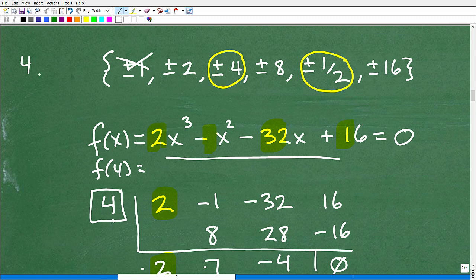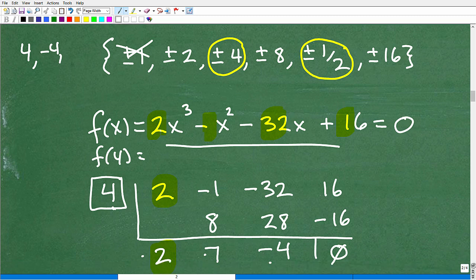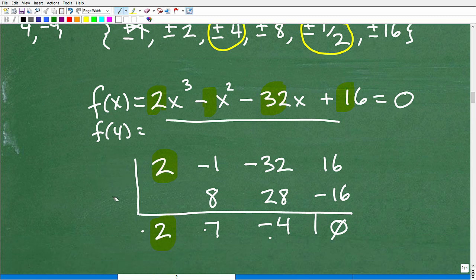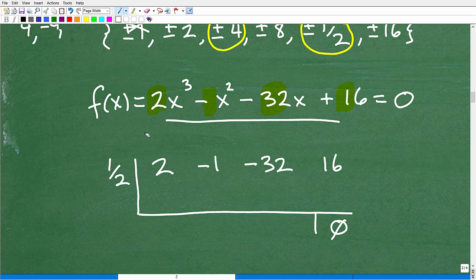And if you keep testing, you'll see that negative 4 is one as well. And then either positive or negative 1/2, I can't remember which one it is, but let's test for positive 1/2 real quick, just to reinforce how this stuff works, okay? I think it's positive 1/2. I already did this problem in advance, but let's put 1/2 right here. Let's test for 1/2, okay?